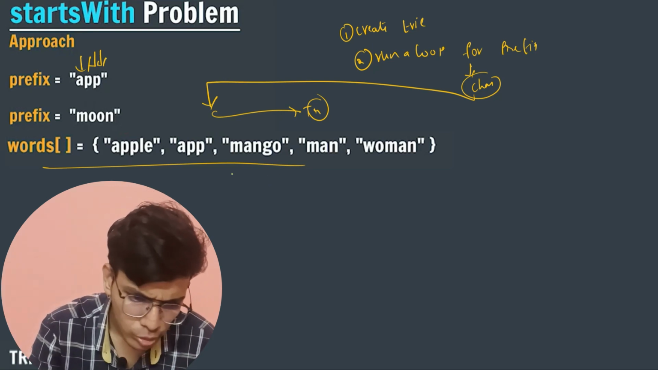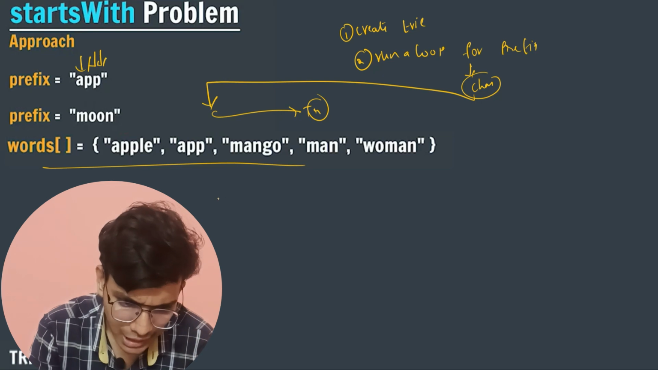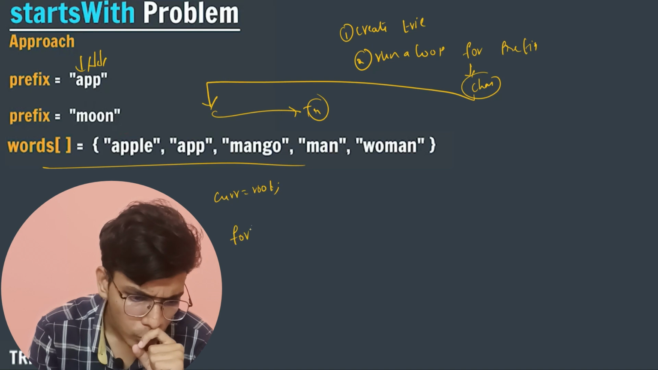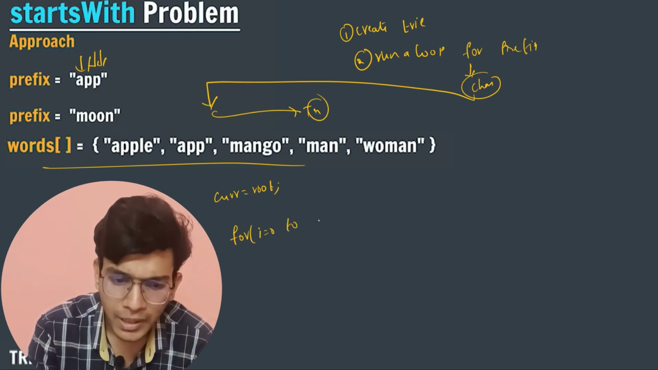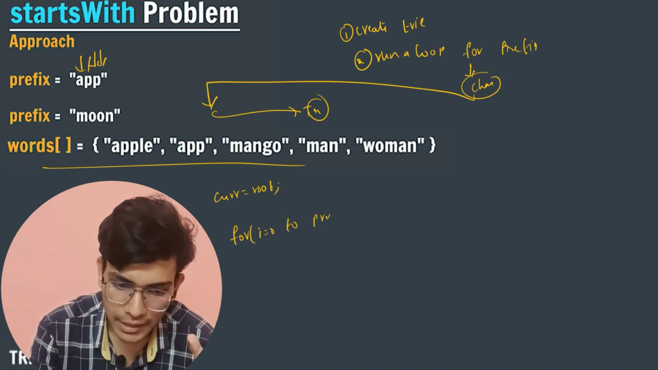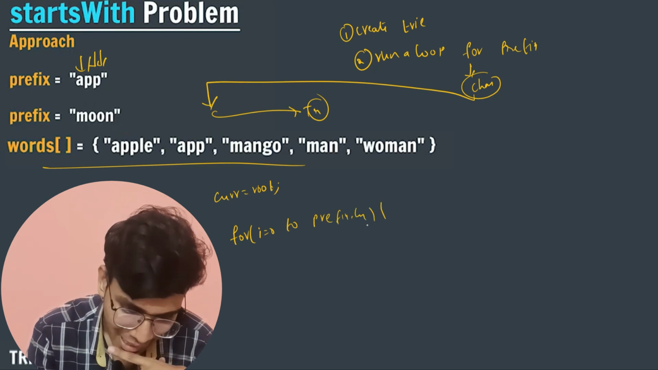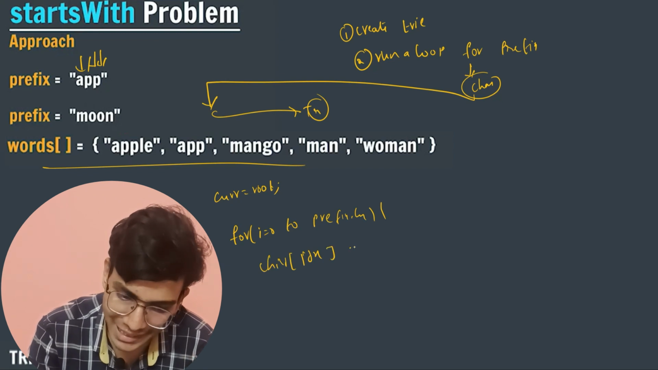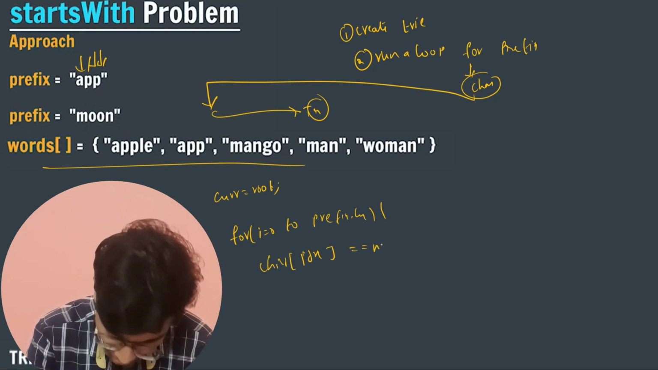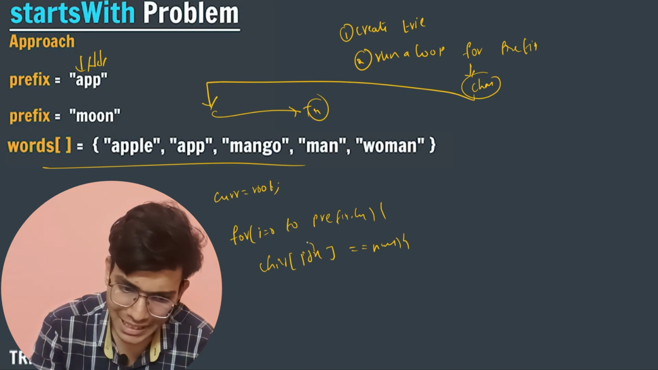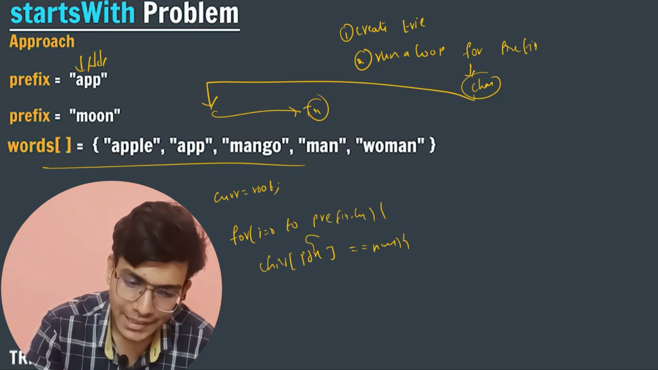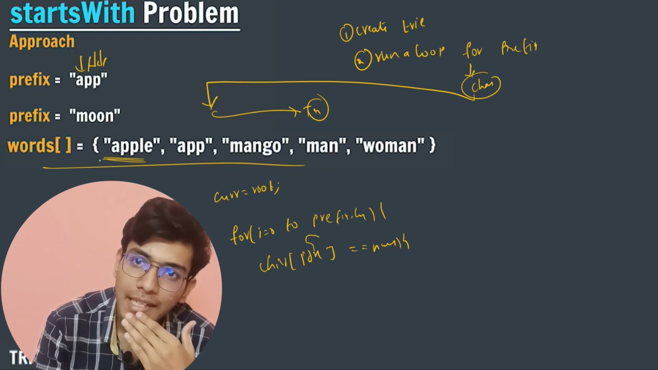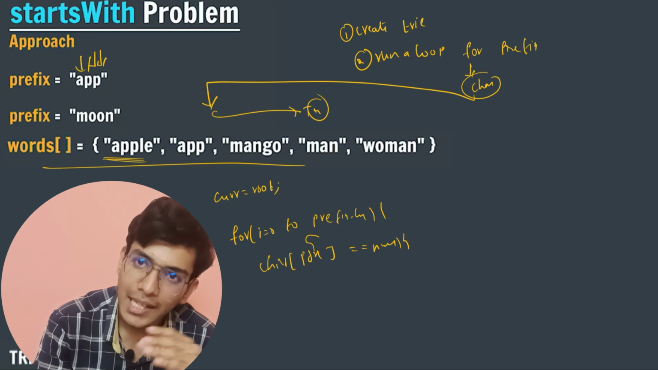So if I write the pseudocode of it, then first of all I will create a current node root. After that I will run a loop for i equals 0 to my given prefix.length, and at each and every index I will check whether the children value of that particular index is null. It means that this particular character index is not a part of my trie. If this is the case, then I will return false, else I will return true.